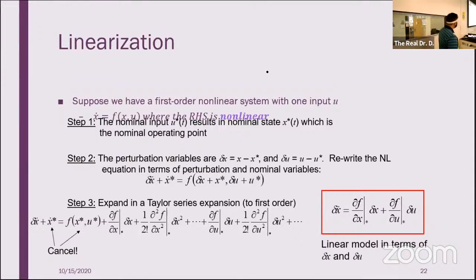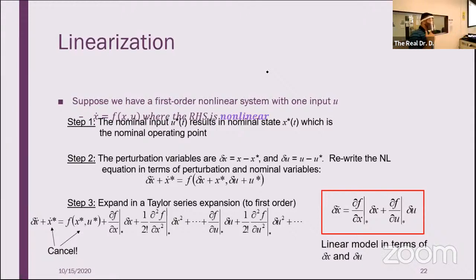So suppose we have this first order nonlinear system that has one input. That's my x dot. My x dot is equal to a function of x and u, and we're told that it's nonlinear. So what do we do? Well, step one, the nominal input, u star, results in the nominal state x star. So I know that if I give this u star, I will get to x star. We're operating under that assumption. So that's my nominal point. Remember, find your nominal point, your operating point, your reference point, whatever you want to call it.